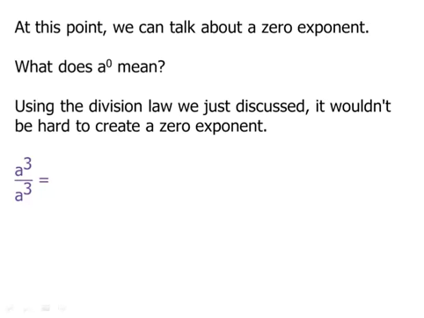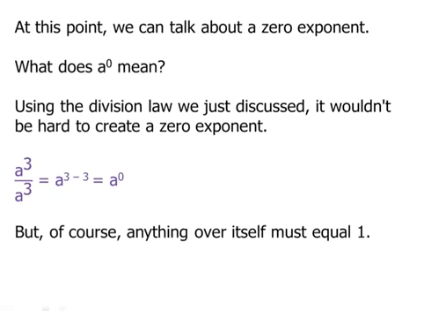So, for example, if I divide a cubed divided by a cubed, according to the law of exponents that we just have derived here, this means subtract the exponent. This should be a to the 3 minus 3, which is a to the 0. But, of course, anything over itself must equal 1. A to the 3 over a to the 3. That's something over itself. That has to equal 1. So a to the 0 equals 1.